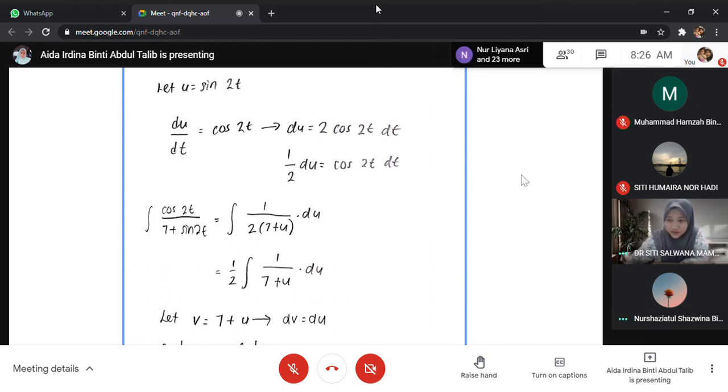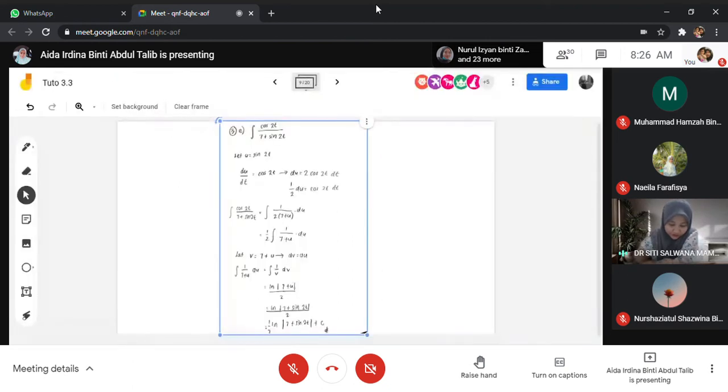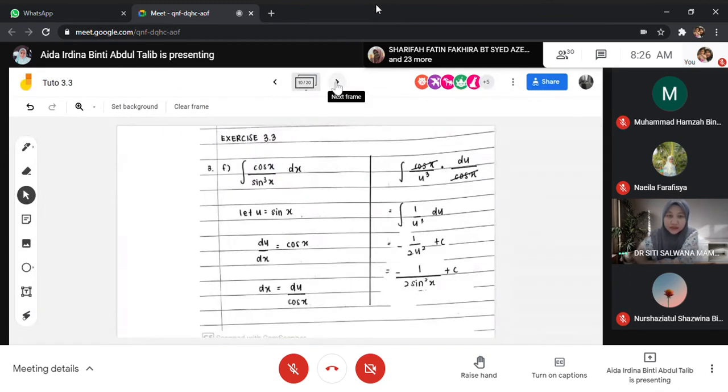Okay. I'm not saying it's wrong, your working is correct. It's just that you repeat the same thing. The rest you use 7 plus sin 2t, right? Directly use 7 plus sin 2t as your u function. Okay, so that is question E. Next.